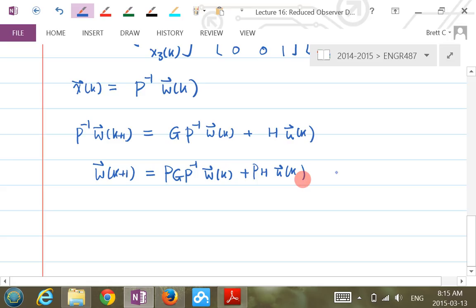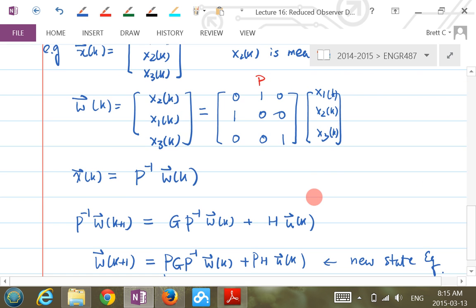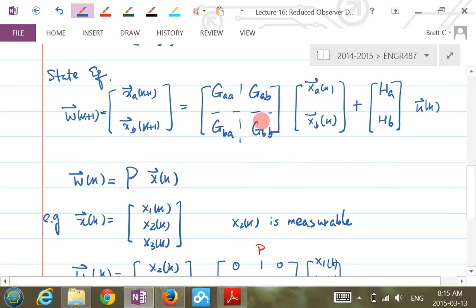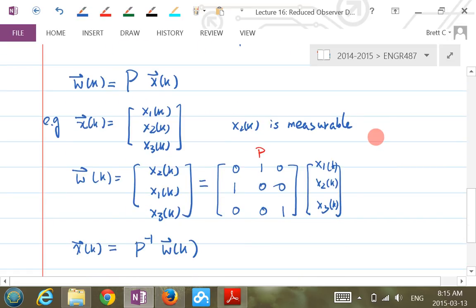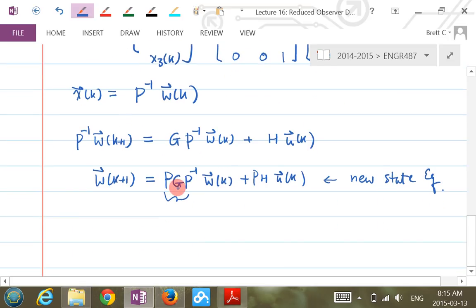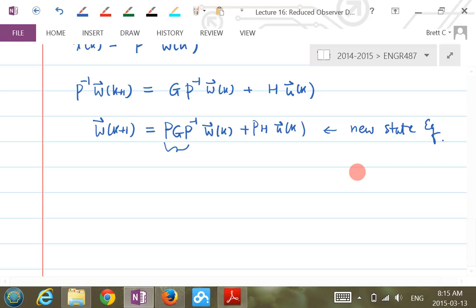Okay, so this is basically the new state equation. The new state equation here. And this guy here, PGP inverse, should give us this matrix here. So it should give us this matrix. Let's say, based on this example here, what will be this PGP inverse? Maybe first is this PH here.